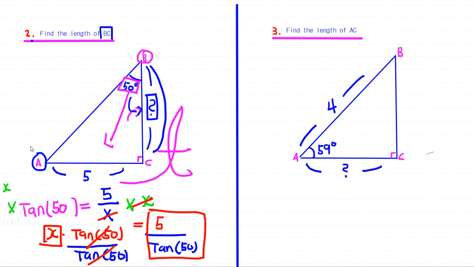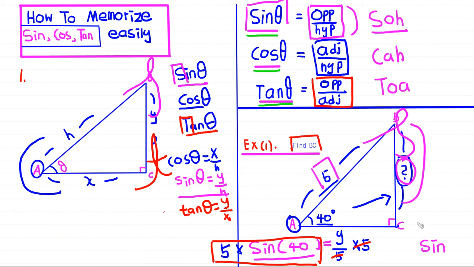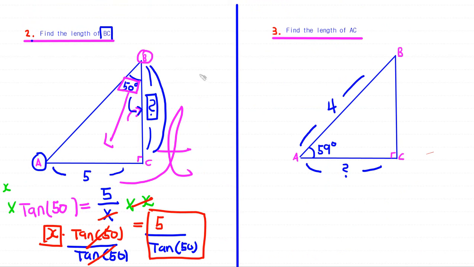In the first example, we were using the sine, and in the second example, right over here, we were using tangent, sorry. And let's solve the last problem here. It says find the length of AC. So let's apply the sine first.